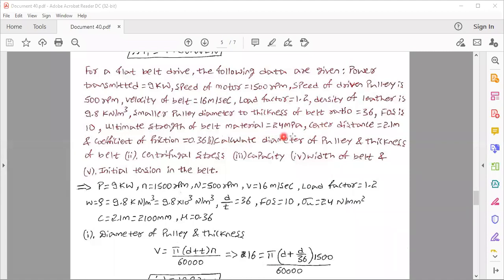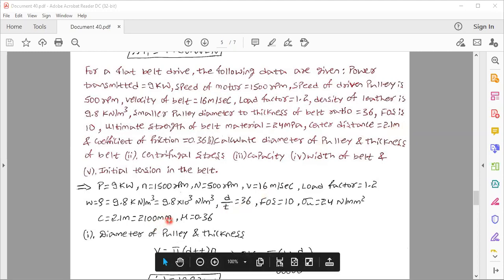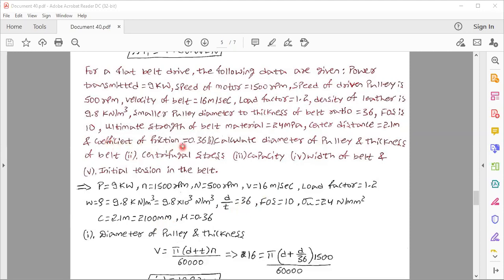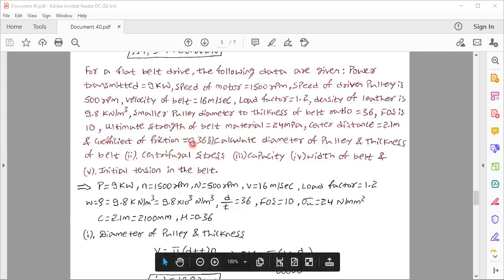Oh, sorry. We're talking about not the ultimate strength, but the center distance, meter to mm. 2.1 meter, 1 meter is equal to 1000, therefore it will be 2.1 into 10 raised to 3 mm or 2100 mm. And he has given the coefficient of friction. It is denoted by mu. Mu is 0.36.